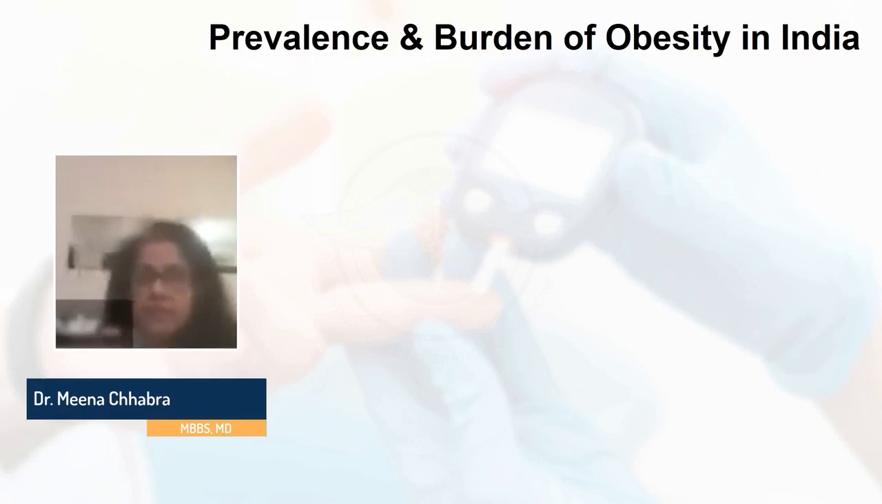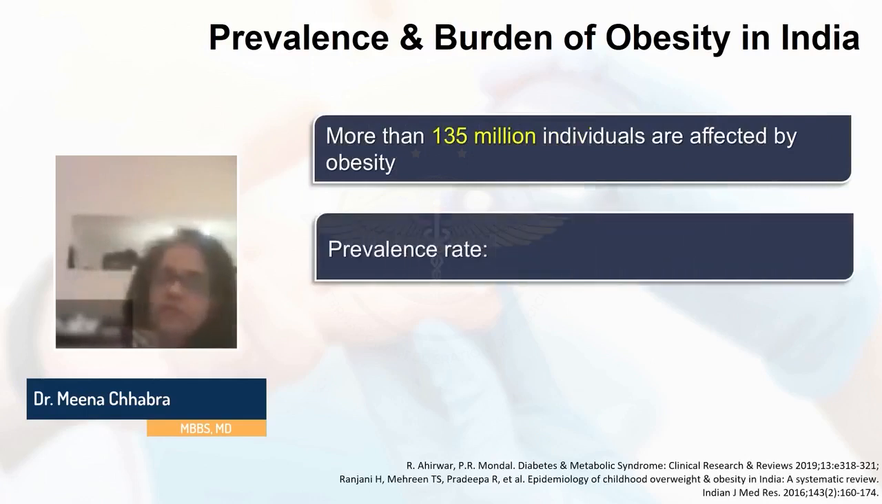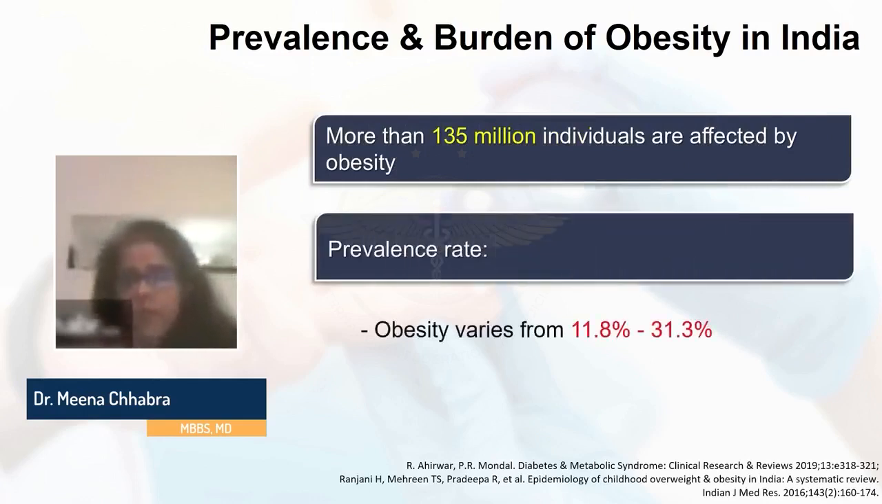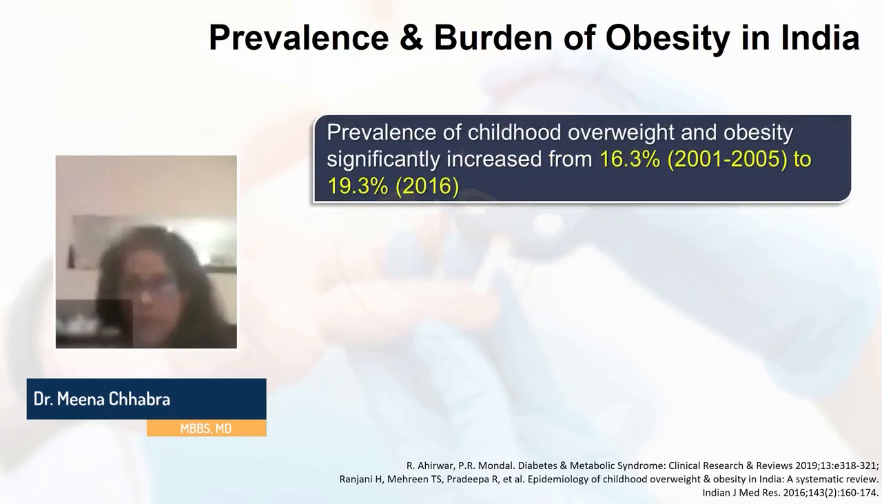Now, prevalence and burden of obesity in India. More than 135 million individuals are affected by obesity. Obesity varies from 11.8 to 31.3%, but we are mainly concerned about central obesity, and I'll be talking about this. Central obesity varies from 16.9 to 36.3%, and the prevalence of childhood overweight and obesity has significantly increased from 16.3 in 2001 to 2005 to 19.3 in 2016.